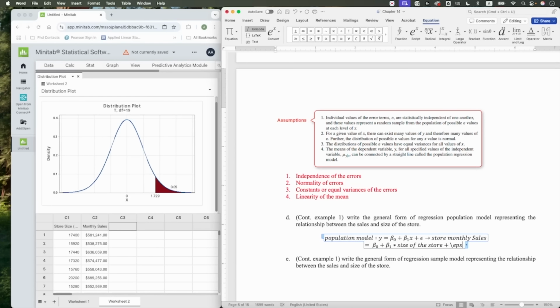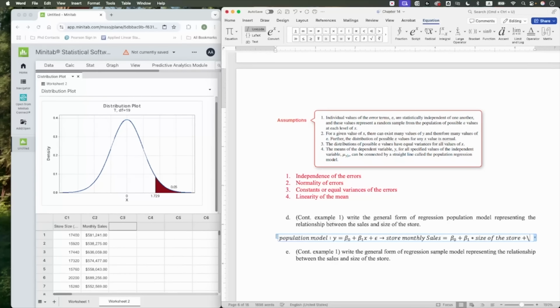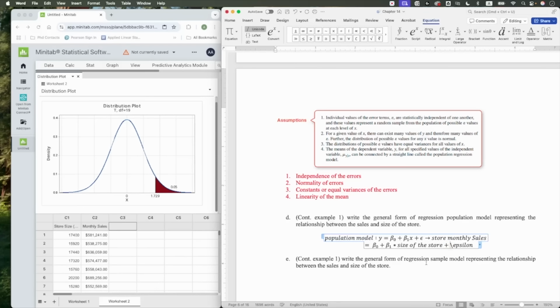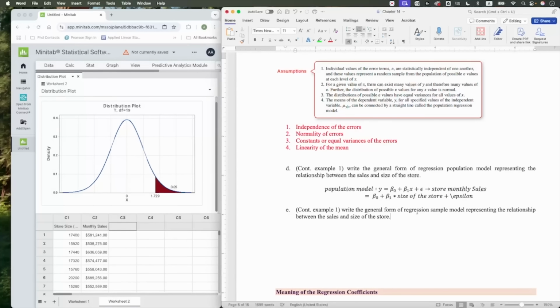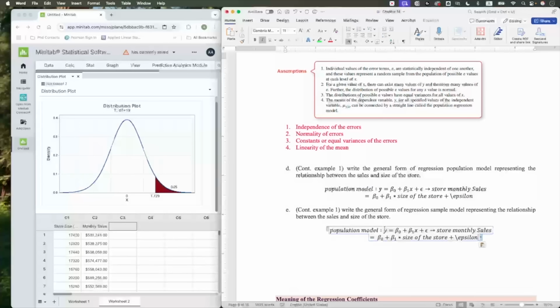Epsilon is called epsilon. Anyway, I don't want to get stuck here. What is the sample model? The sample model is the one that we care about. We change the betas to b's and remove the error. The sample model is y hat equals b naught plus b1 times x, with no error.